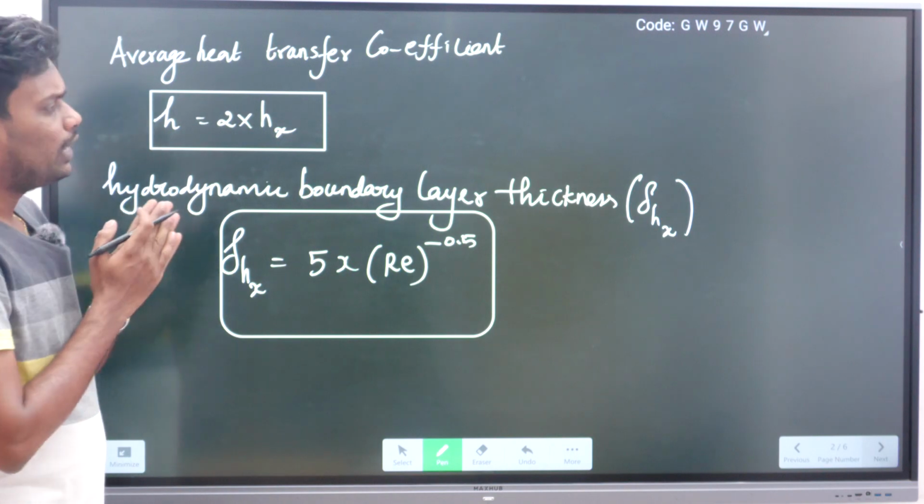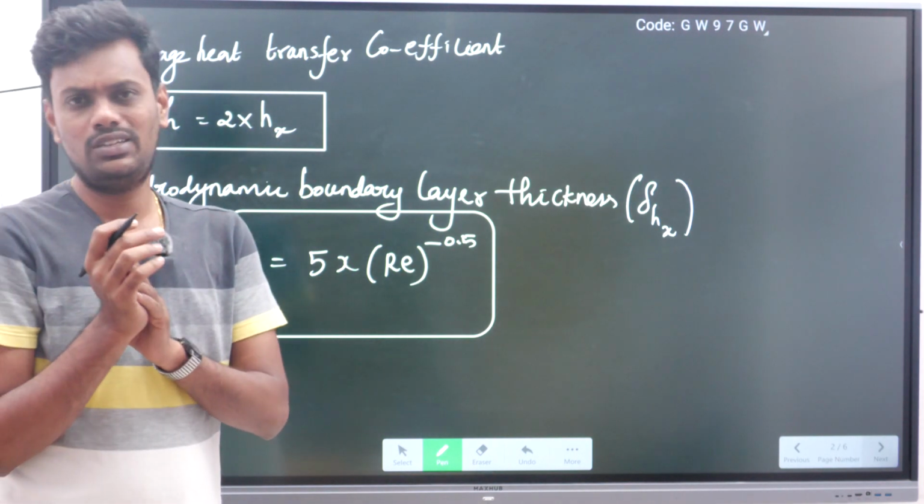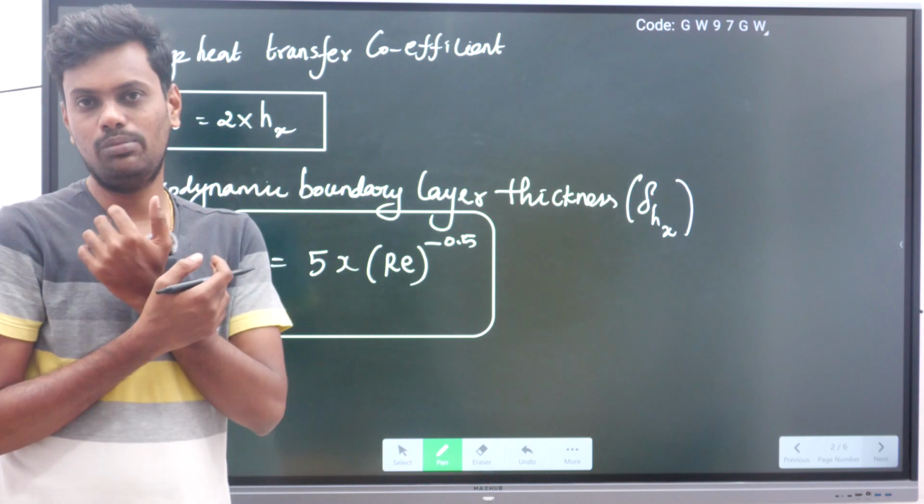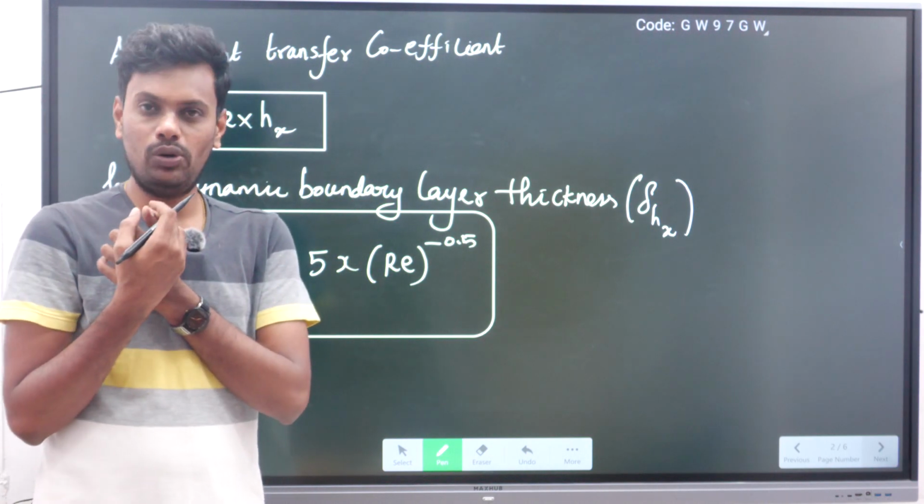Then the hydrodynamic boundary layer thickness or velocity boundary layer thickness. This topic is not available in your syllabus. Thermal boundary layer only they have given.